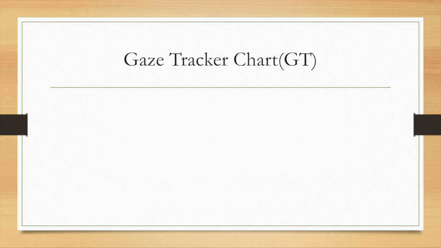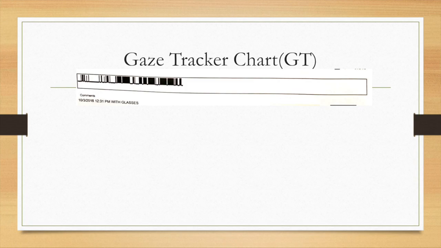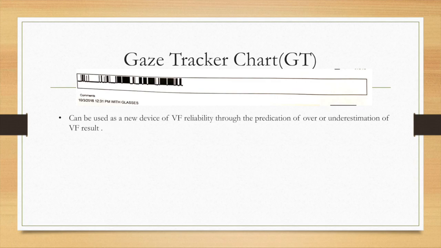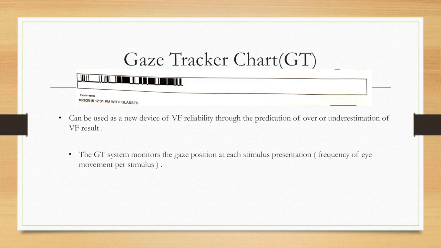Now going to explain the gaze tracker chart. As I said before, this is the gaze tracker chart, which you can find at the bottom of the printout. Here, as I said, it can be used as a new device of the reliability of the visual field through the prediction of overestimation or underestimation of the result of the visual field. The gaze tracker system will monitor the gaze position at each stimulus presentation and the frequency of eye movement per stimulus.